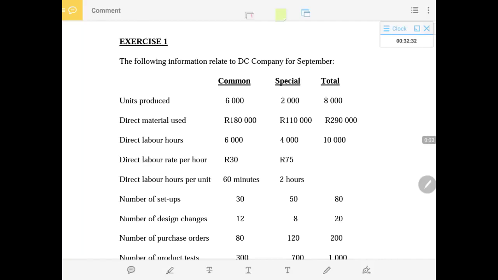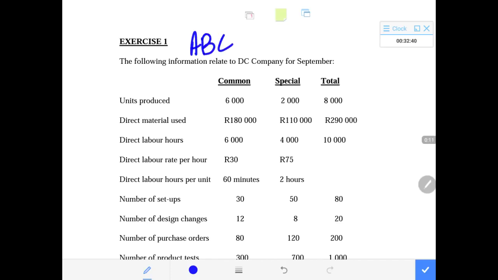Good day, students. Once again, I will be recording this question on the topic called ABC, which is activity-based costing, and it is just an ABC question. There's no integration, so I will be just doing activity-based costing, and it is vice versa traditional method. I want to highlight that we do have the traditional system.